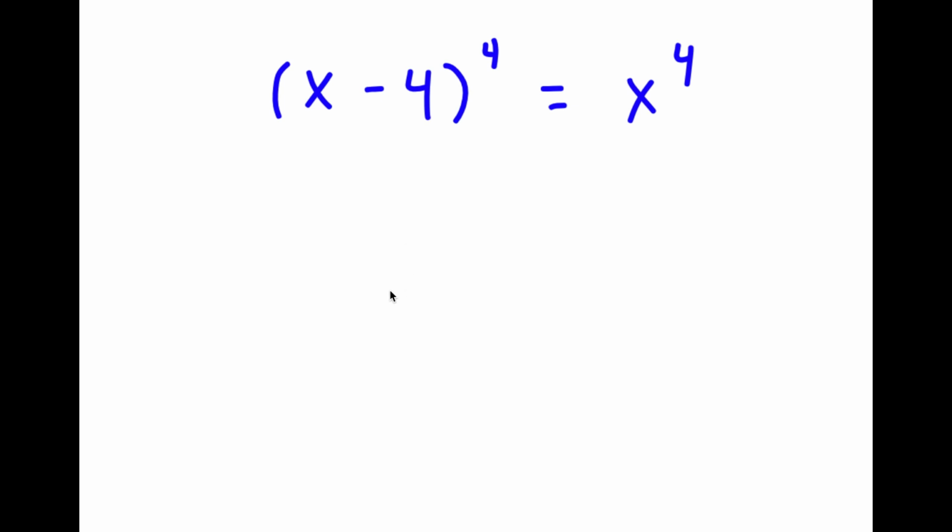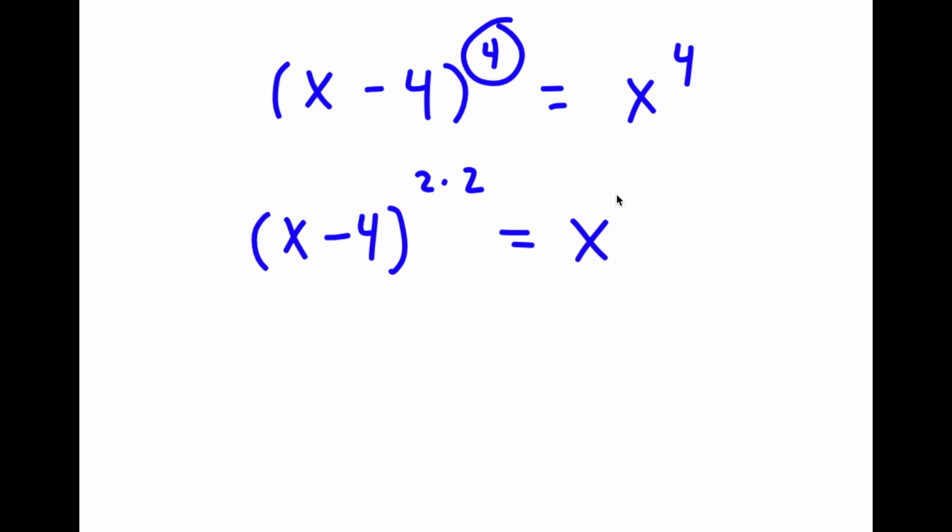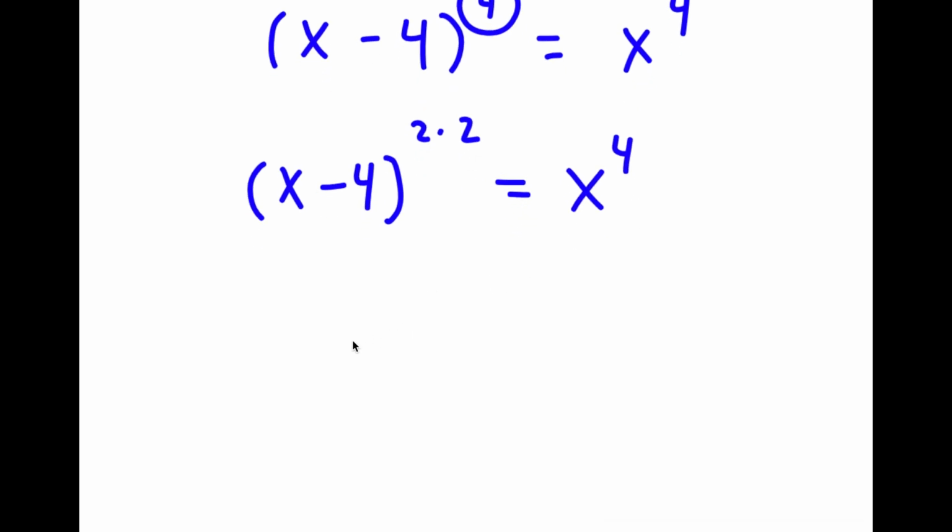Alright, so in this problem, I have (x − 4)^4 = x^4. To solve this, I'm going to first rewrite 4 here as 2 times 2. So now I have (x − 4)^(2·2) = x^4. Now if I have something in the form a^(m·n), this is equal to (a^m)^n.